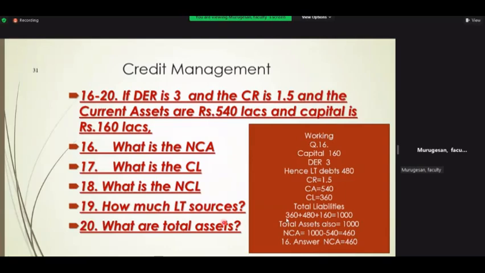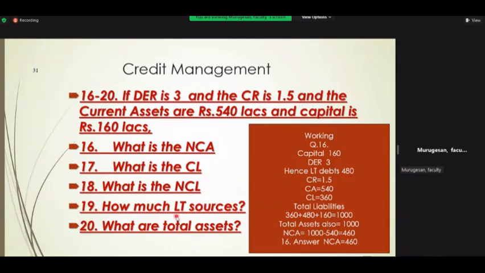What are the total assets? Already you have got 1000. Total liabilities? 1000. What is NWC here? What is net working capital here? 180. Yes, 180, CA minus CL. That's all. Current ratio 1.5. So everything matched, so complete analysis. Five out of five marks you will get. Correct?